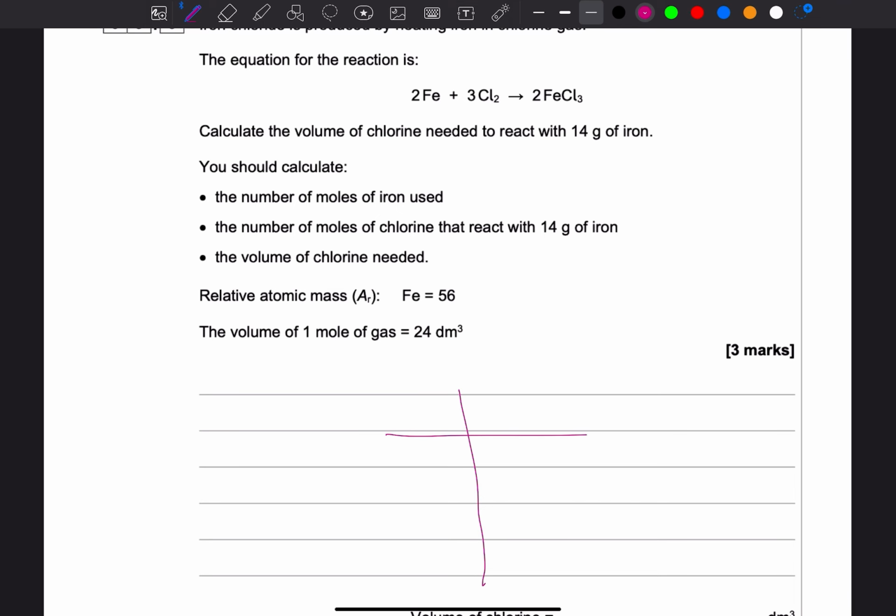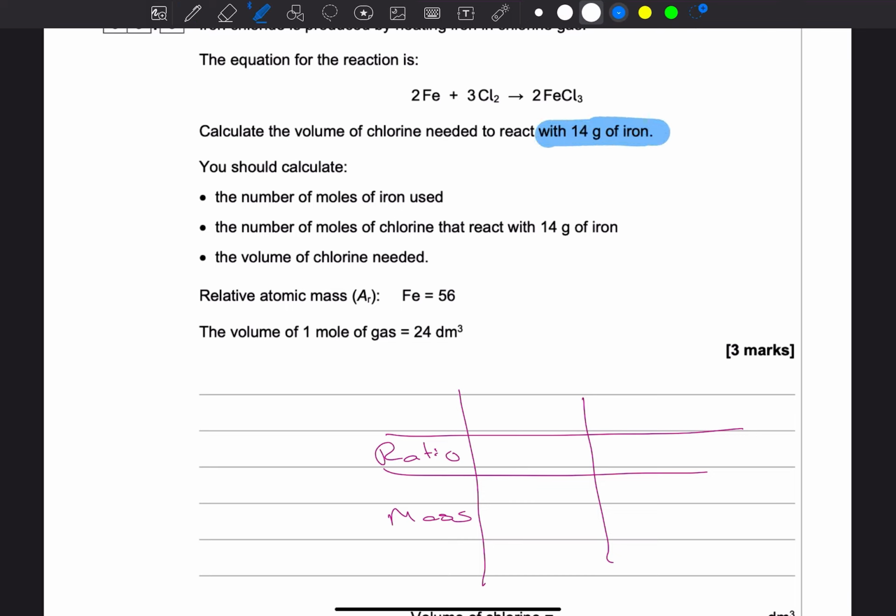This is probably the second volume question we're doing, isn't it? If you keep account of it. Ratio mass. So what is given to you? You've got 14 grams of iron, so that is what's given. And what will they want you to find? Calculate the volume of chlorine. 14 grams of iron means chlorine they want there.